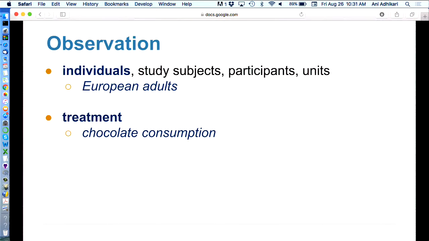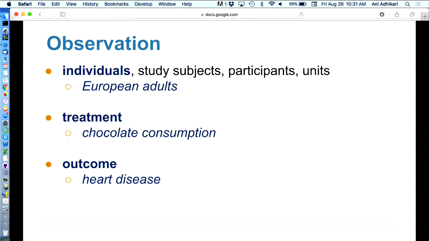So treatment is something you do to your subjects, or it is a feature of your subjects. And then there was some outcome. In the case of the European study, it was heart disease. There was a measure of heart disease. This is the standard language of the field, and I'll be using it without much discussion of what it means.